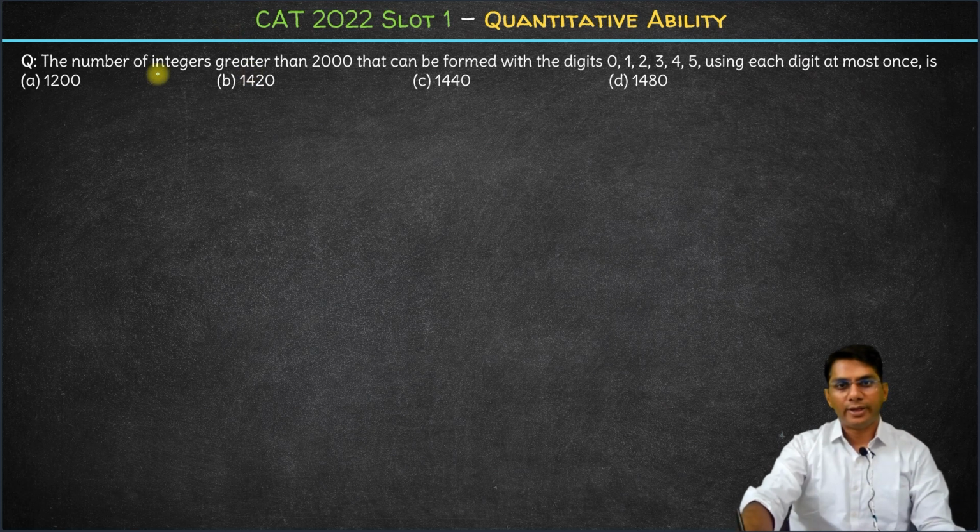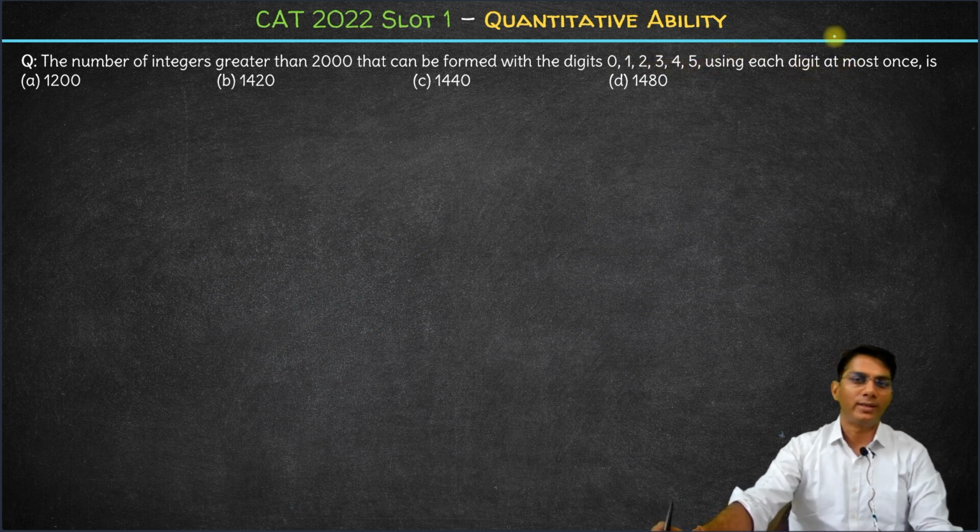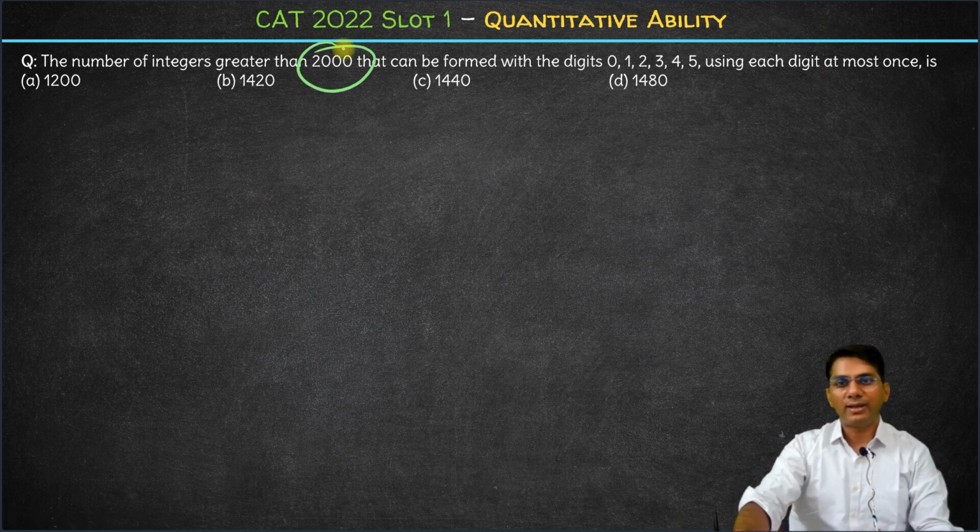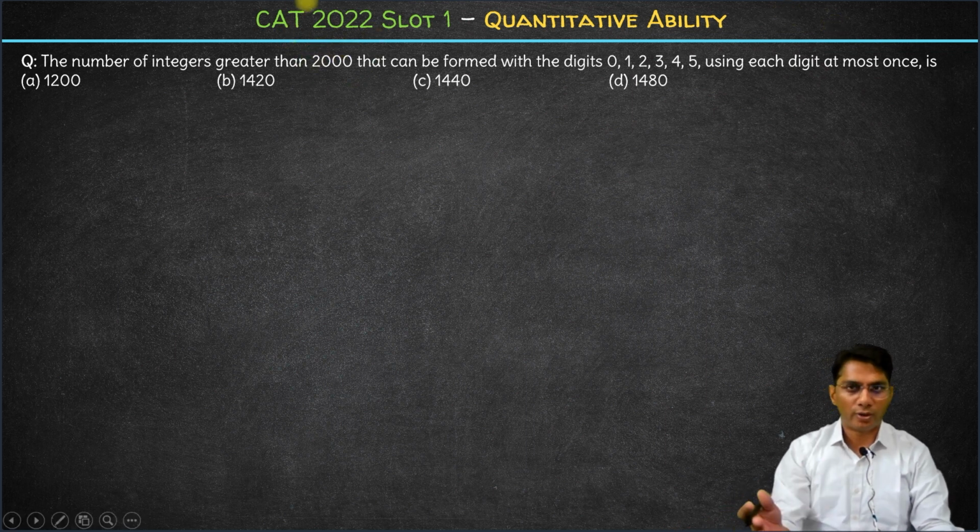Hi. So here we have to figure out the number of integers which are greater than 2000 that can be formed using these 6 digits 0, 1, 2, 3, 4 and 5, using each digit at most once. So no repetition is allowed effectively. Now numbers greater than 2000 can be either 4-digit number, 5-digit number or 6-digit number.